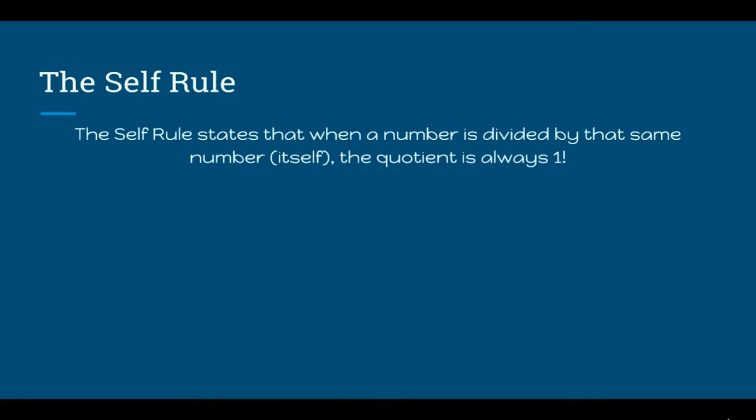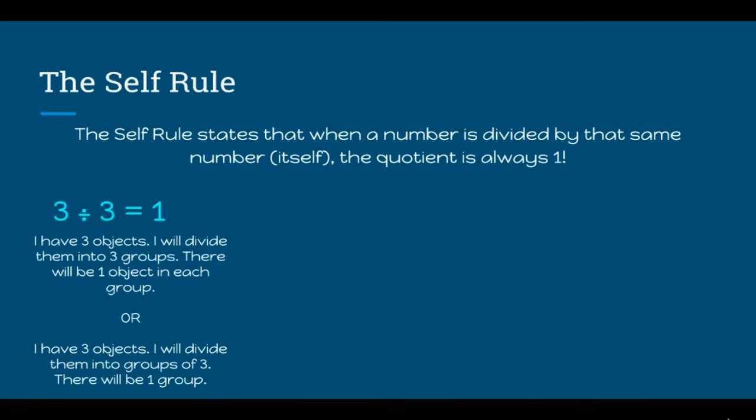Let's move to the self rule. The self rule states that when a number is divided by that same number itself, the quotient is always 1. 3 divided by 3 equals 1. I have 3 objects. I will divide them into 3 groups. There will be 1 object in each group. Or, I have 3 objects. I will divide them into groups of 3. There will be 1 group.